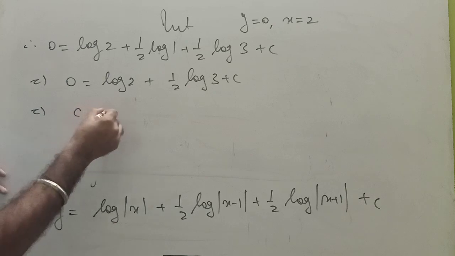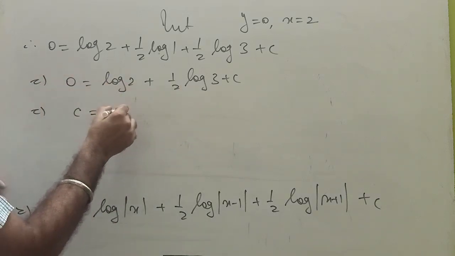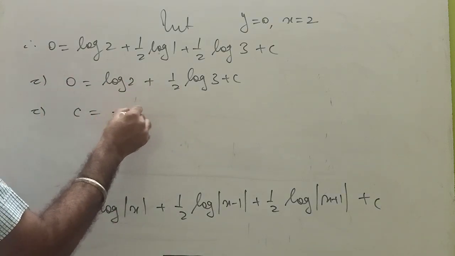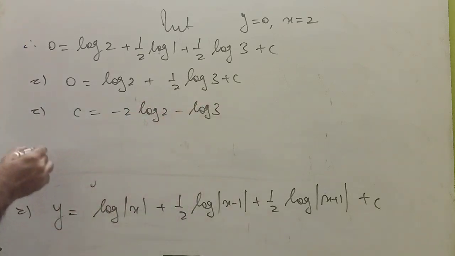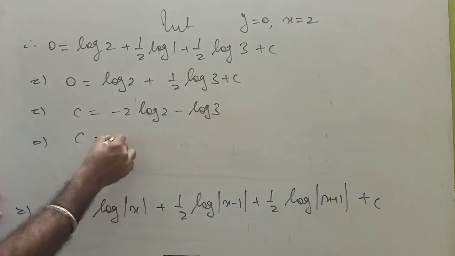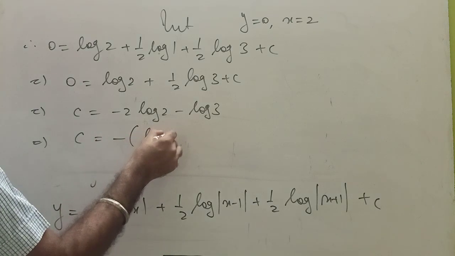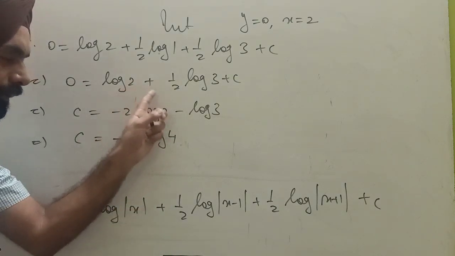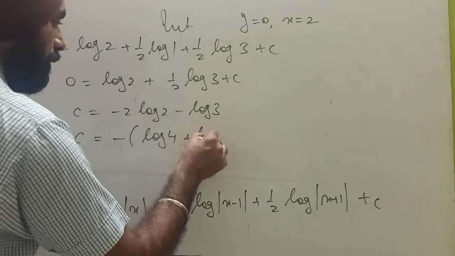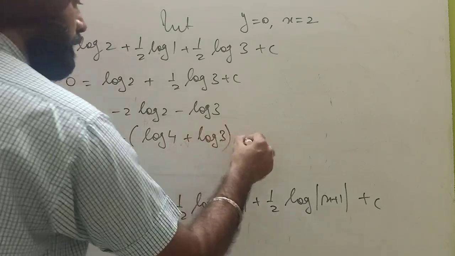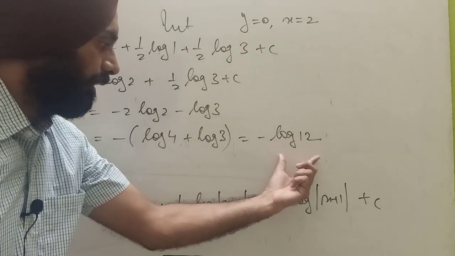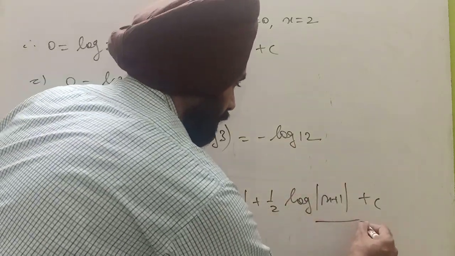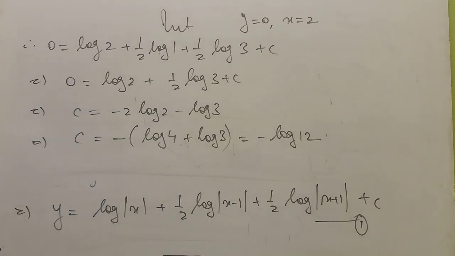So the value of c is, shift this to the left hand side. After taking LCM, minus 2 log 2 minus log 3. So this is minus common log 4. This can be written as log 2 square. Clear? Plus log 3. And after multiplying, this is minus log 12. So put the value of minus log 12 in equation number 1. So that will be the final answer.